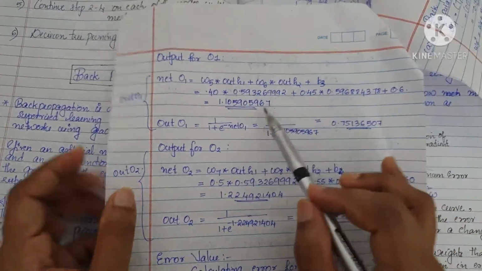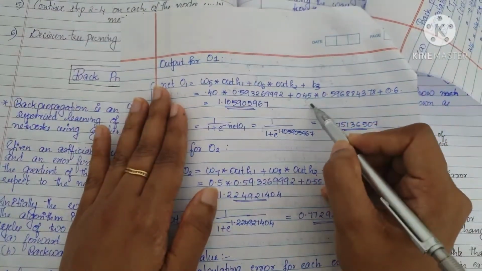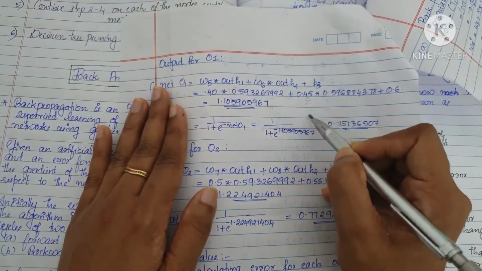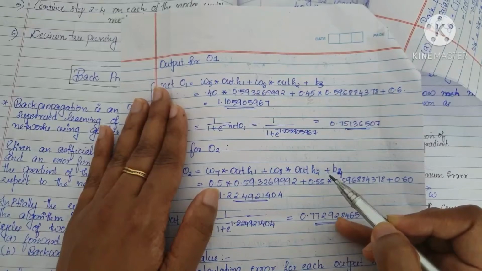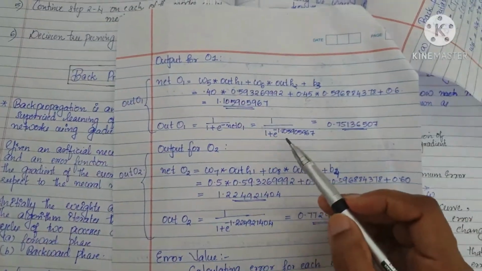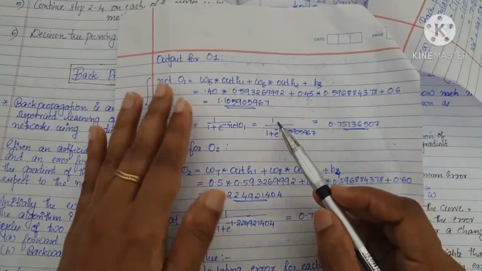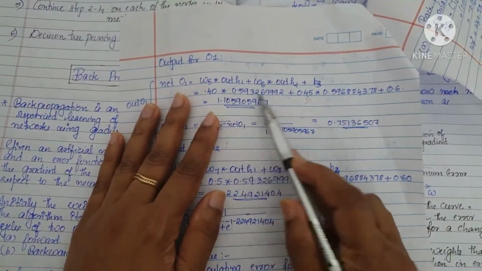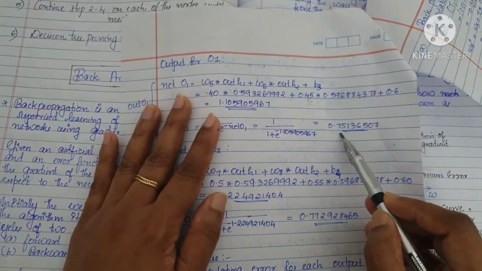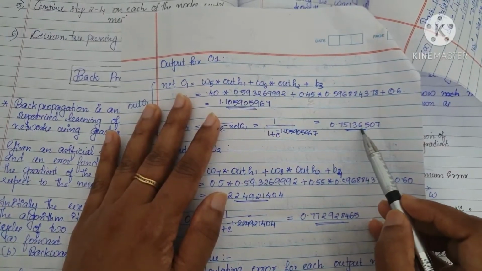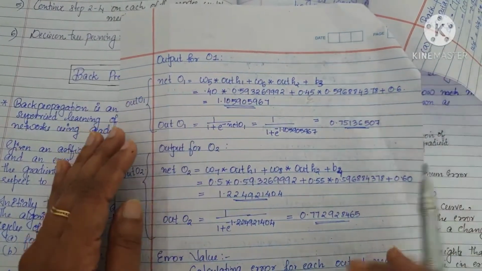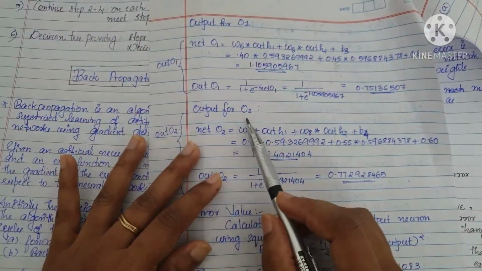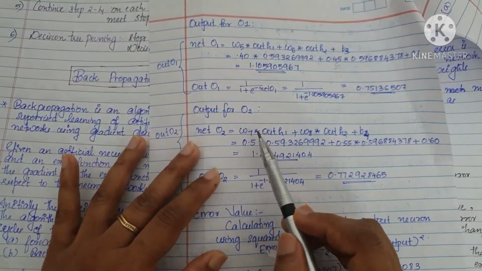When you are performing this, we are getting the output as 1.10591. This is the summation part. Then this summation part we feed into our activation function F. So we have to do 1 divided by 1 plus e raised to minus x, where you give this value as the x, and we get the output 0.751370, or 36507.